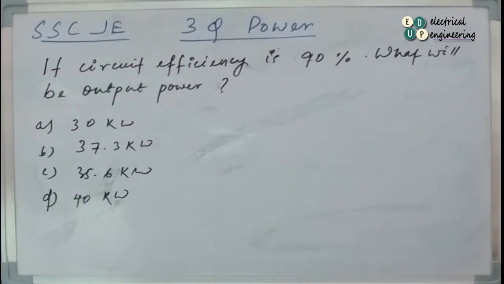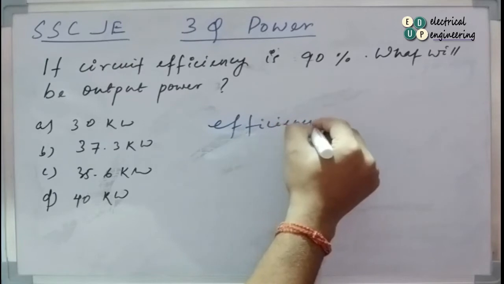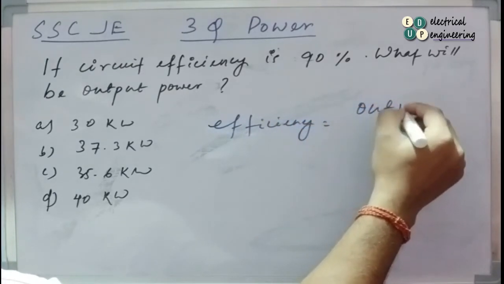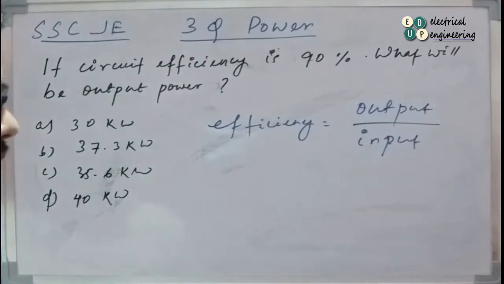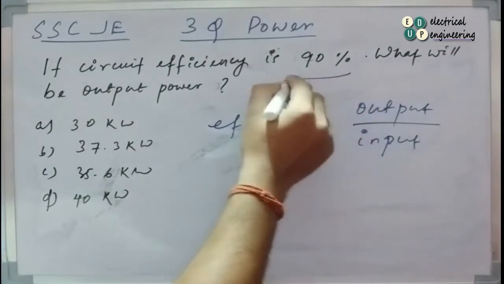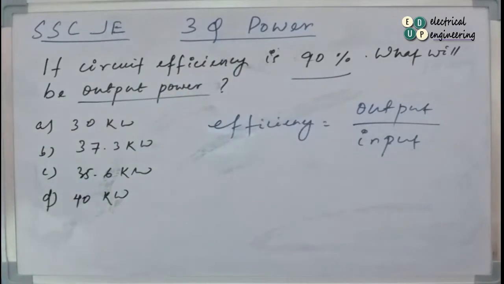Here, if circuit efficiency is 90%, what will be the output power? A 30 kilowatt, B 37.3 kilowatt, C 35.6 kilowatt, D 40 kilowatt. So what is efficiency? It is simply output by input power. Okay, output power by input power. So here efficiency is given. It is asking about output power, right?